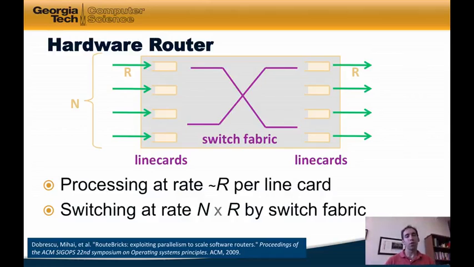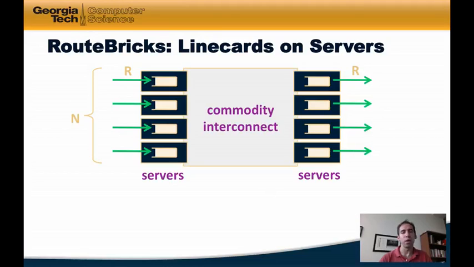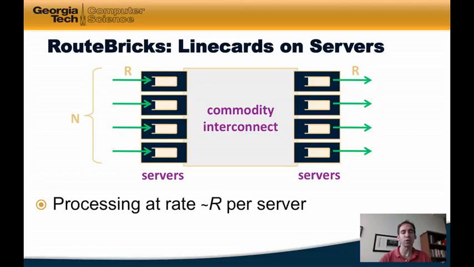Let's first review the internals of a hardware router with n line cards, each of which processes traffic at a rate of r bits per second. The switch fabric must thus switch traffic at a rate of n times r. Now it's worth keeping in mind as well that n and r could be quite large. Each line card might forward at a rate of anywhere between 10 and 100 gigabits per second, and we may also have multiple line cards in the hardware router chassis. So when we talk about taking that hardware switch fabric and replacing it with a commodity interconnect where forwarding takes place on servers as opposed to high-end hardware line cards, we have a new set of challenges.